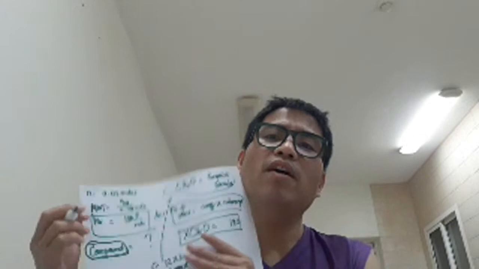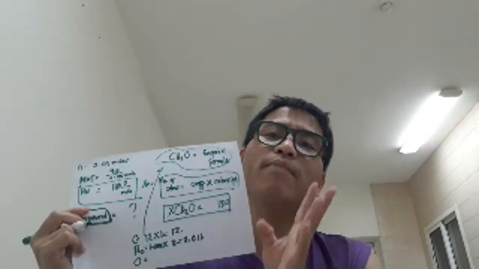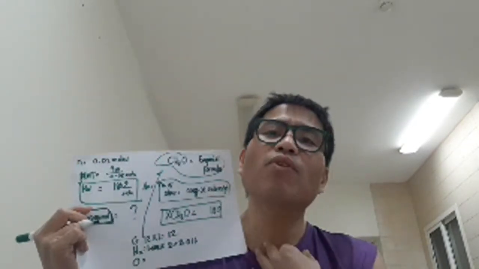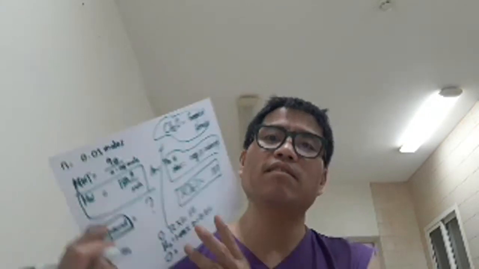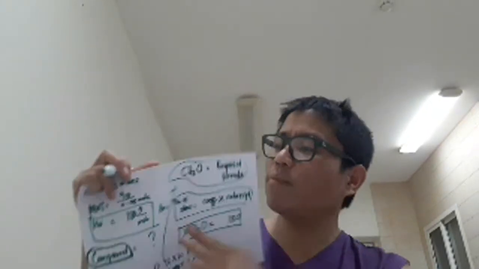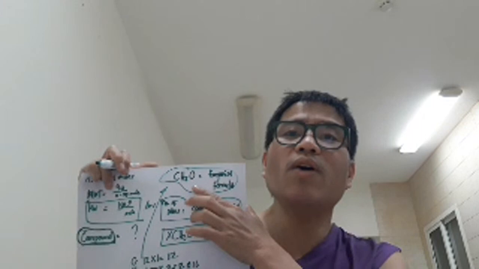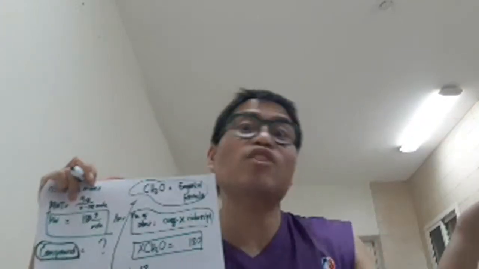Oxygen. What is the AMU, atomic mass unit, for oxygen? It is 16. Since there is no subscript here, it is automatically 1, because there is no zero. Or else it will become a neutral compound or neutral element if you put 0. So that is 16 times 1.